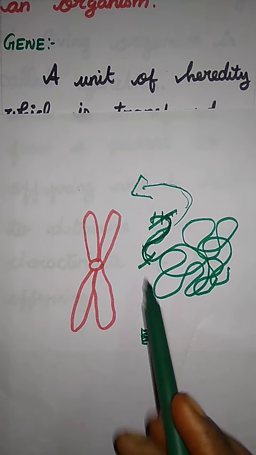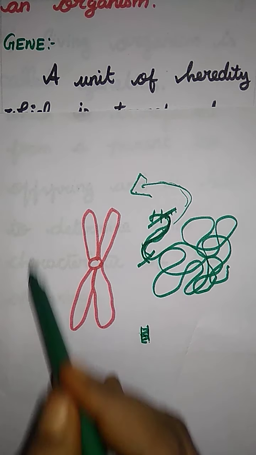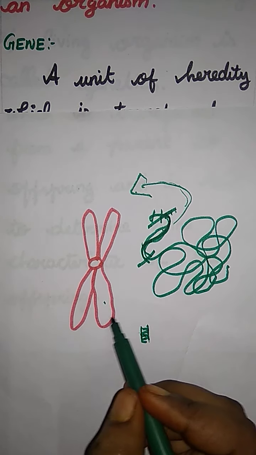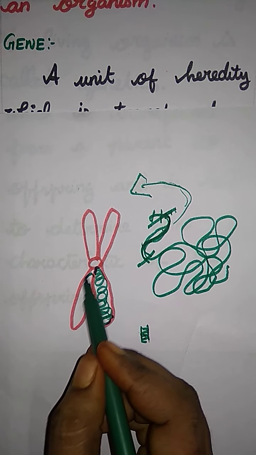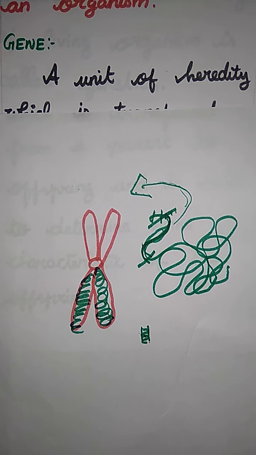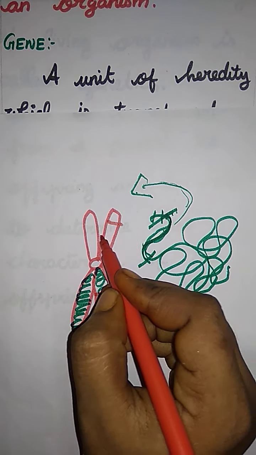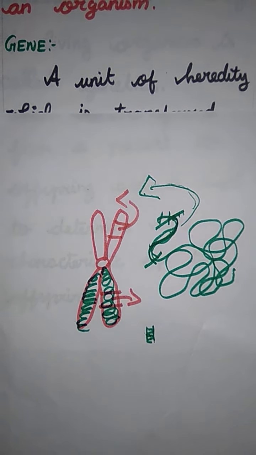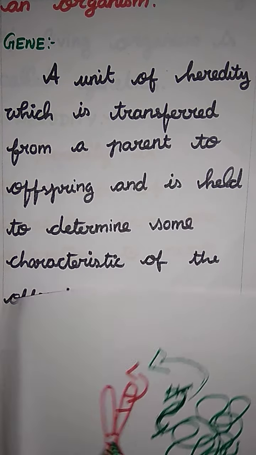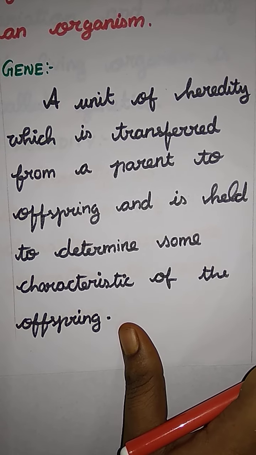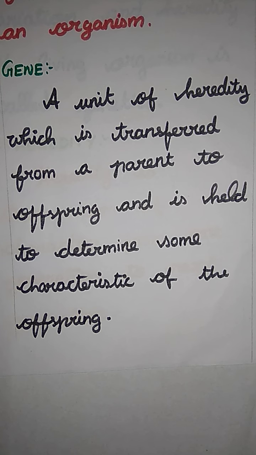Why is it held? Before forming a chromosome, they are in threaded form, just held together to determine a particular character. For example, this is the particular portion to determine the eye color, and this is a particular portion to determine the hair color. That's it for a gene. Gene is the unit of heredity, which is transferred from parent to offspring and held to determine the characteristics of offspring.